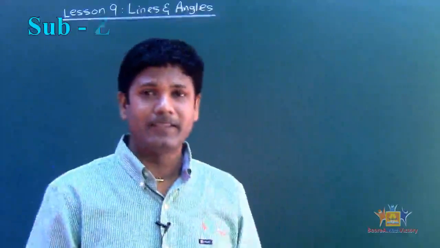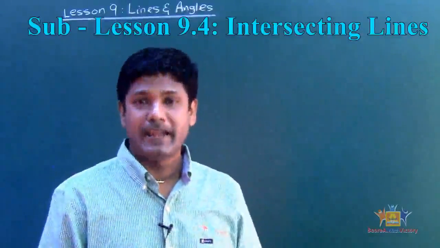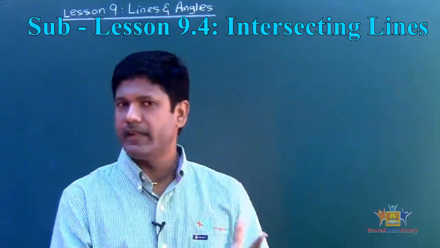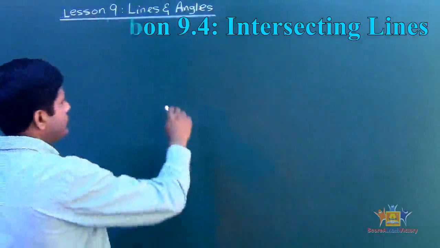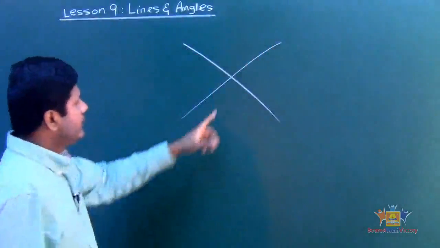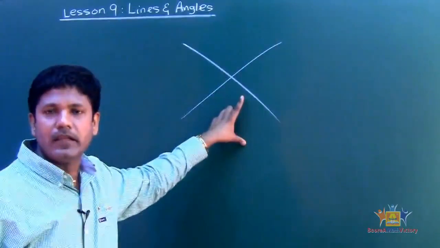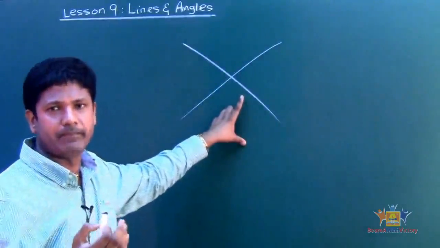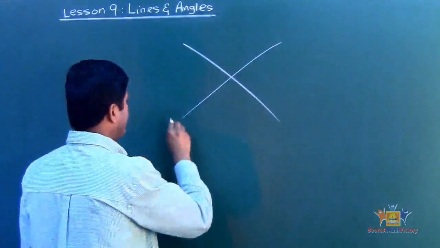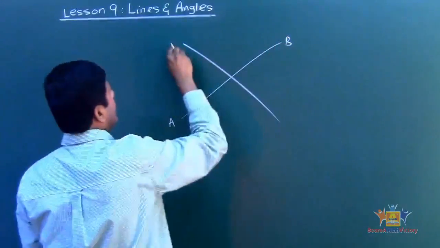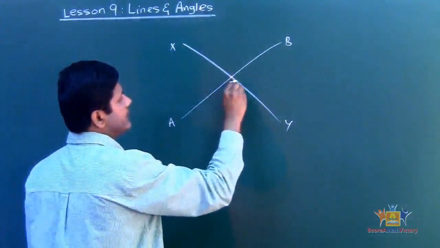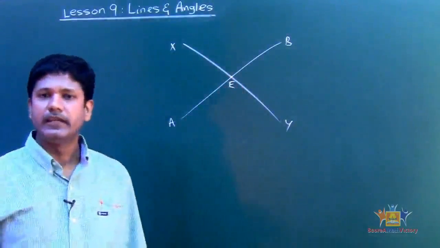Welcome back to this sub lesson. We're going to talk about lines intercepting. What is a line of intercepting? When you have two lines, let's say I write one line and then I have another line, they're intercepting. And there is a point of intercept. So if I have lines A, B and X, Y, the point of intercept is right there, let's say E. That's the point of intercept.